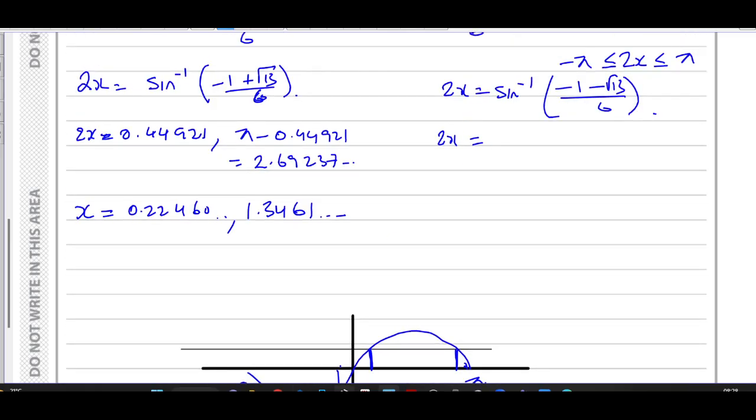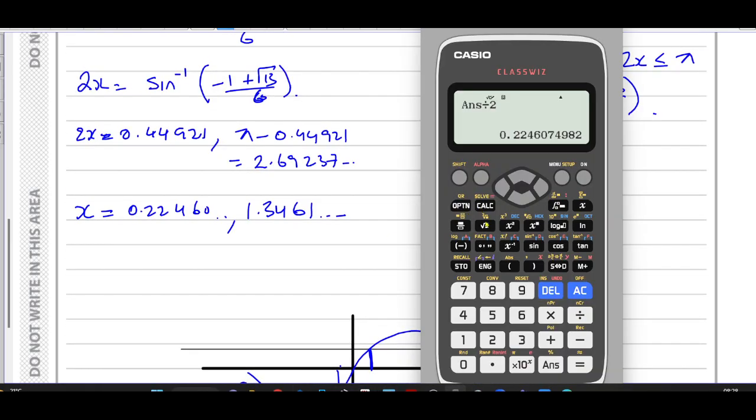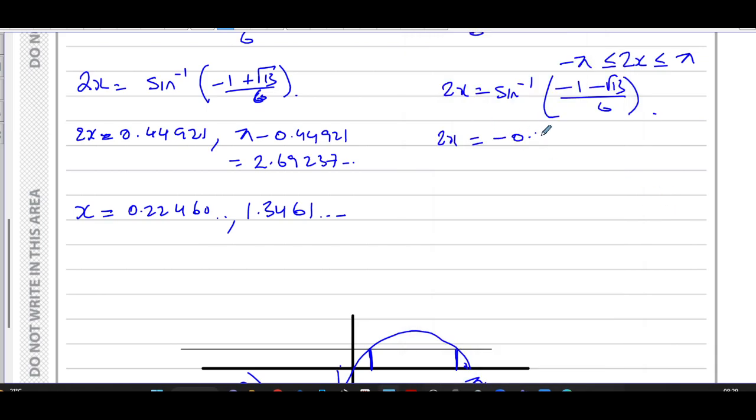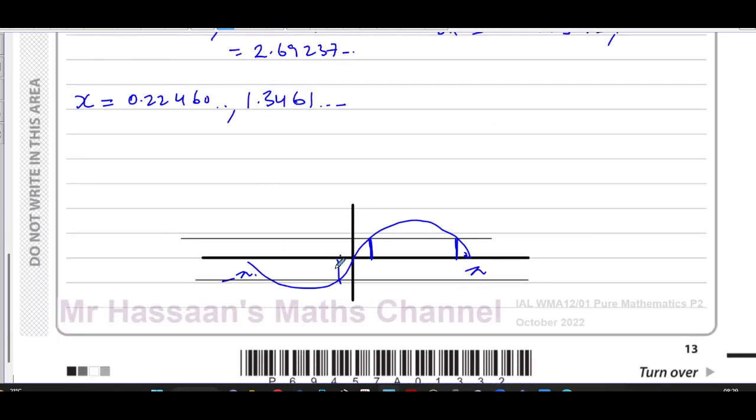So when I put this in my calculator, I'll go back to here and replace this with a minus sign. Minus 1 minus root 13 over 6, inverse sine, radian mode. That gives us negative 0.87507, and it continues like that. That's this solution over here. That's what we just found.